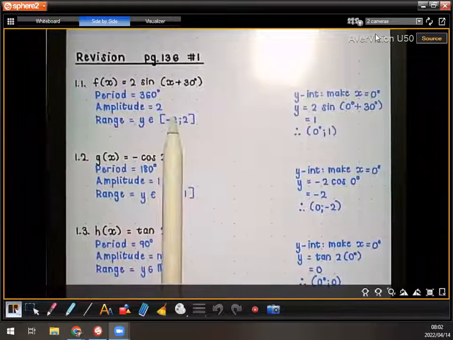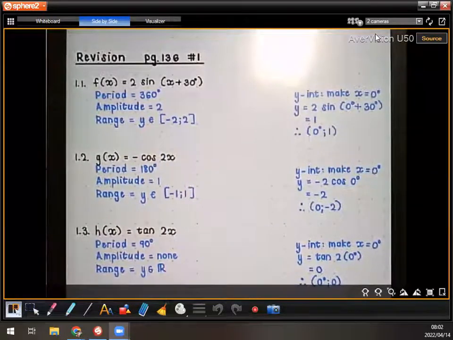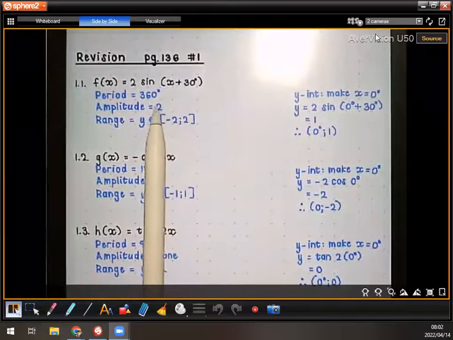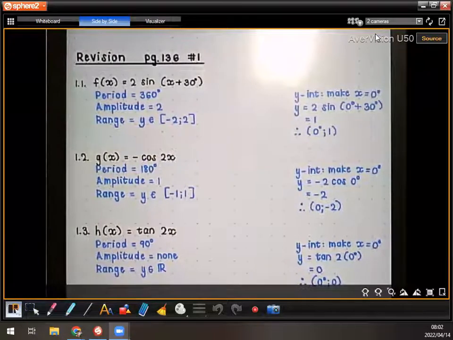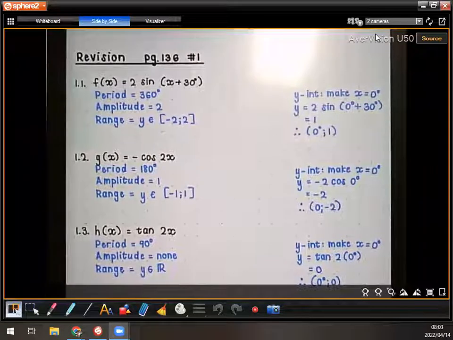The range, guys, now you can either visualize this graph. If you know that the amplitude is 2, then that means it's going to go up to 2 and down to -2. So that is your range, from -2 to +2.